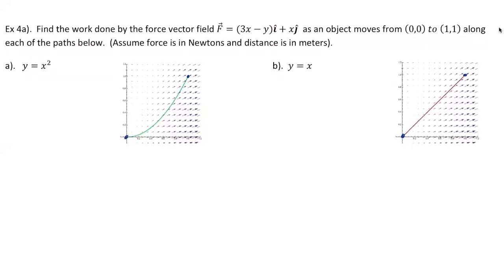And so I want you again to vote in your head. Do you think we're going to get the same answer when we calculate the work done along the green path as we would along the red path? Same or different answer, and why?